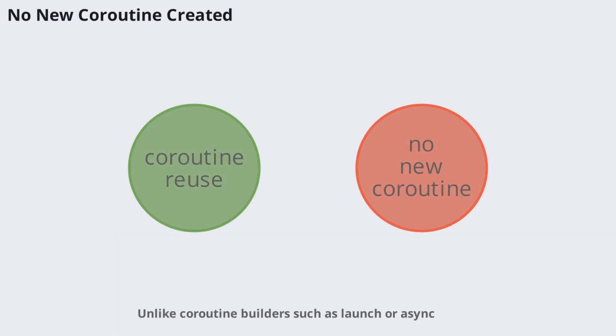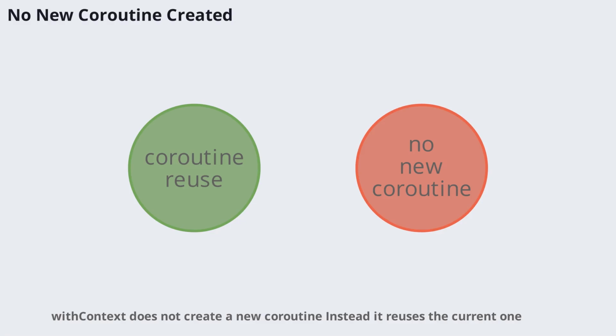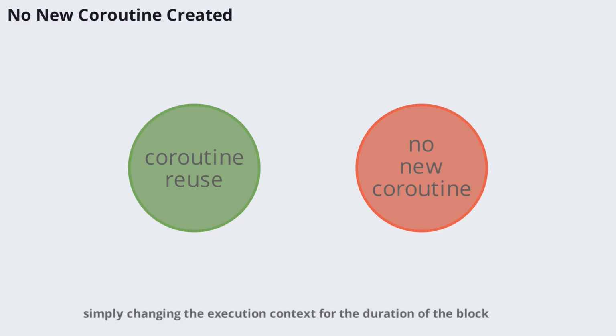Unlike coroutine builders such as launch or async, withContext does not create a new coroutine. Instead, it reuses the current one, simply changing the execution context for the duration of the block. This means less overhead and simpler code, as you don't need to manage additional coroutine lifecycles. It's perfect for sequential tasks where you need to switch contexts temporarily and get the result immediately.